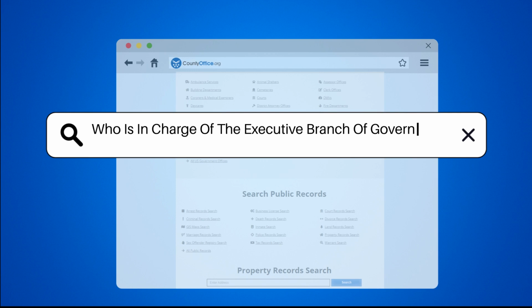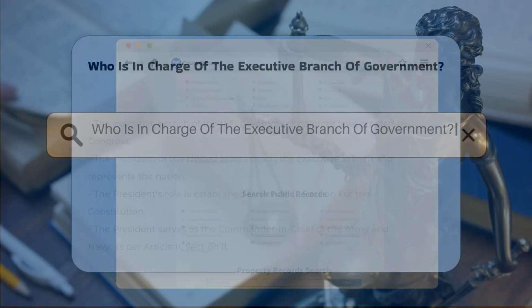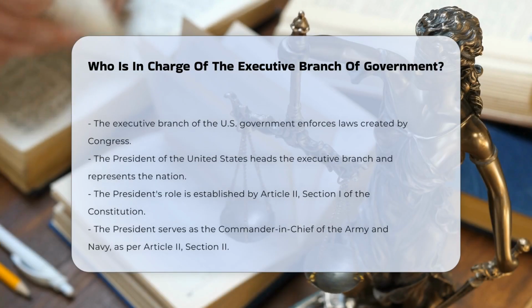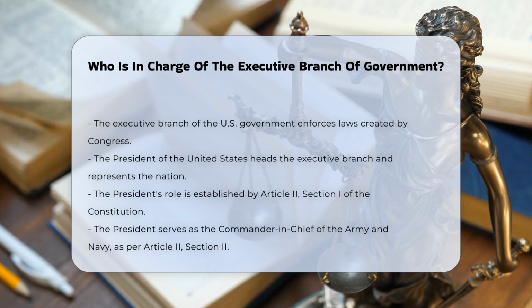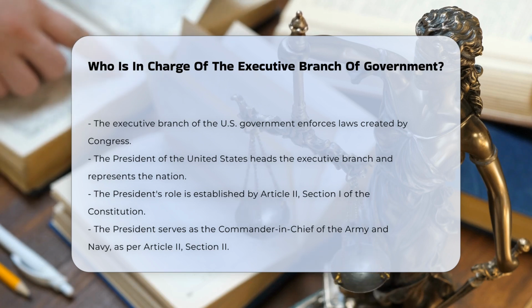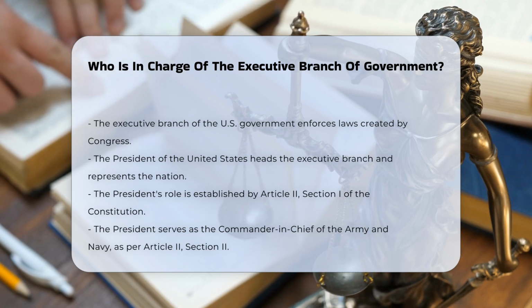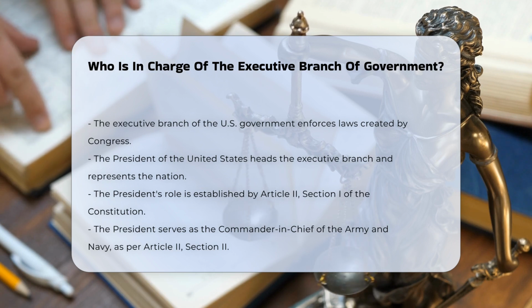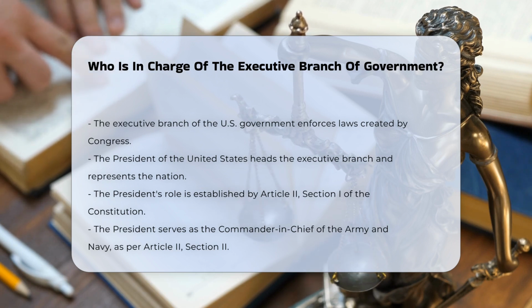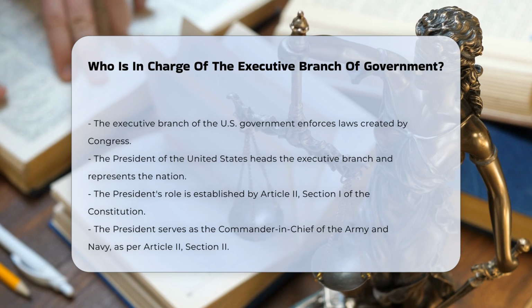Who is in charge of the executive branch of government? The executive branch of the U.S. government is a complex entity with various components, each playing a crucial role in its functioning. At its core, this branch is responsible for enforcing the laws created by the legislative branch, which is Congress.